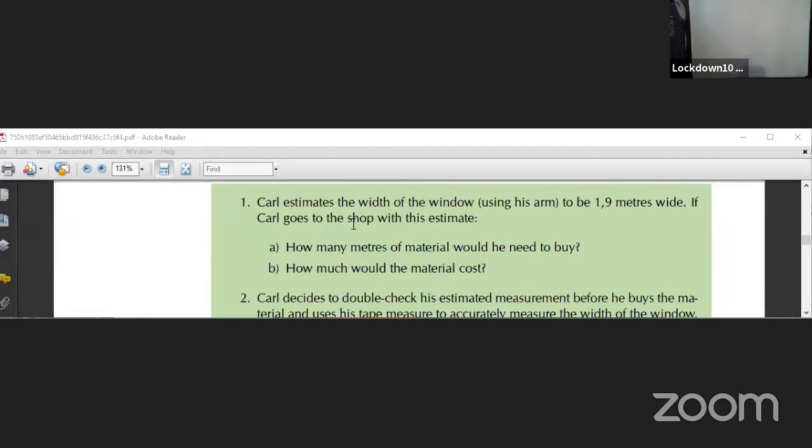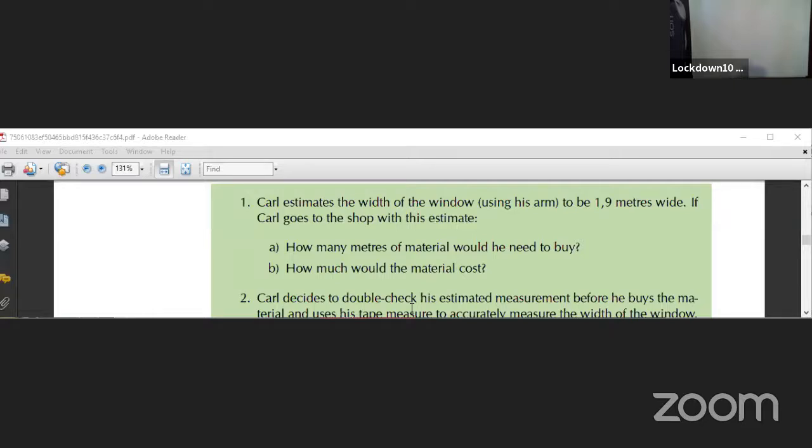Here it reads, Cow estimates the width of the window using his arm to be 1.9 meters wide. If Cow goes to the shop with this estimate, how many meters of material will he need to buy? Since he estimated it to be 1.9 meters wide, I think he will probably need to buy 2 meters of width to be able to make a curtain out of that.